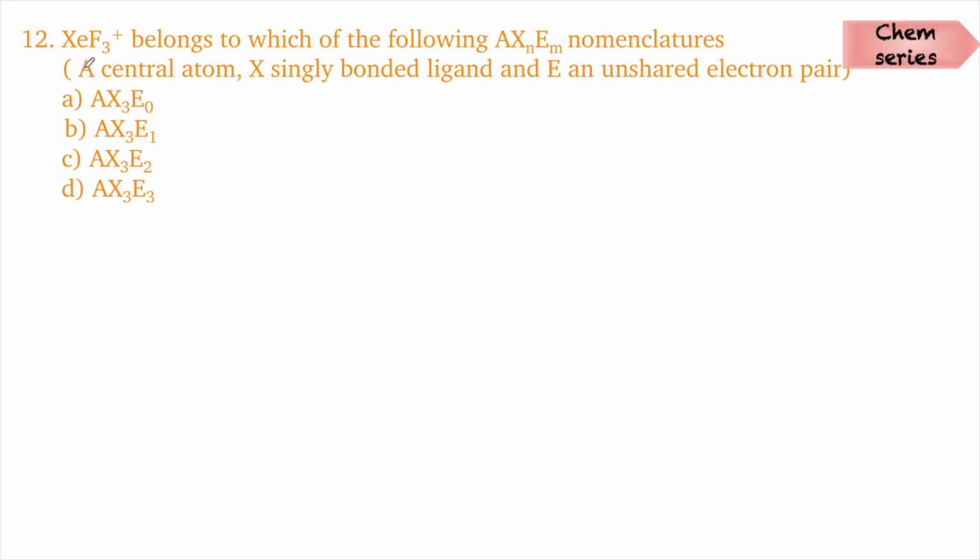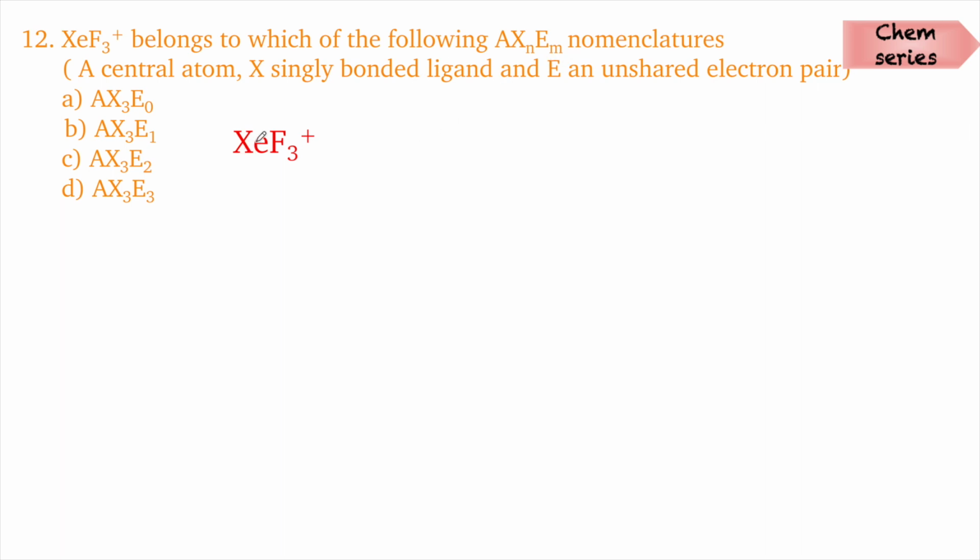Coming to the 12th question, XeF3 plus belongs to which of the following AXnEm nomenclature? So A will be your central atom and X will be the singly bonded atom and E will be the unshared electron pair. So they have given options and we have to fill the n and m.